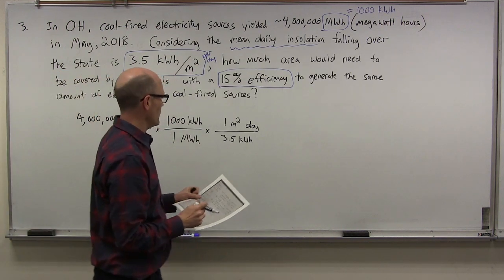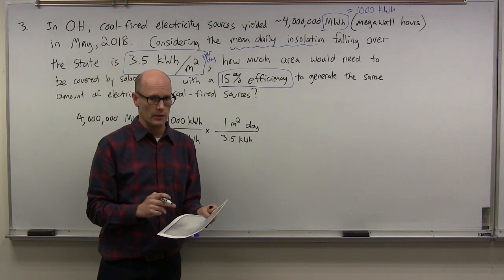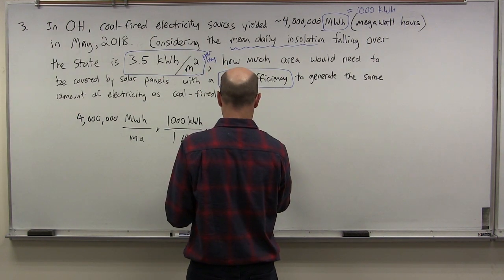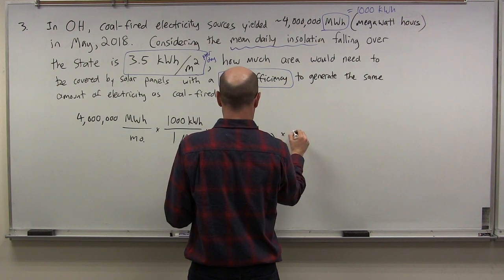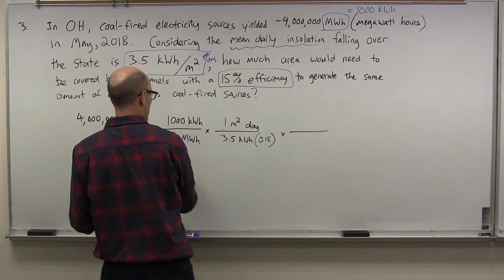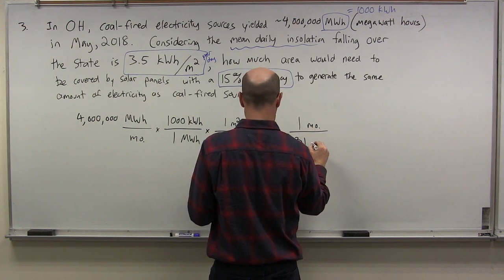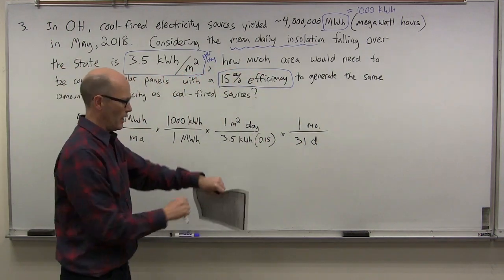Now, we have our efficiency factor to consider. We're only 15% efficient. So in this case, we want to take 15% of that. So we can add our efficiency factor right in here. And then, of course, our month variable over here, let's assume 31 days in May. May has 31 days. Remember that?